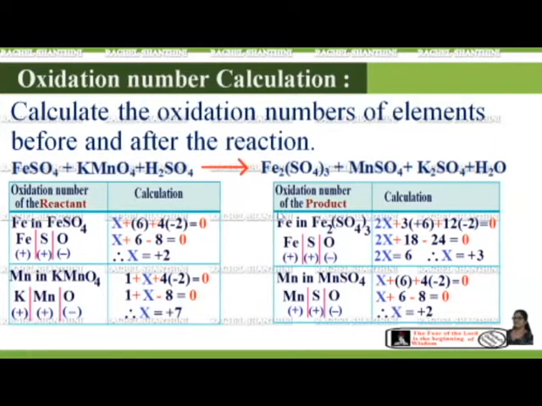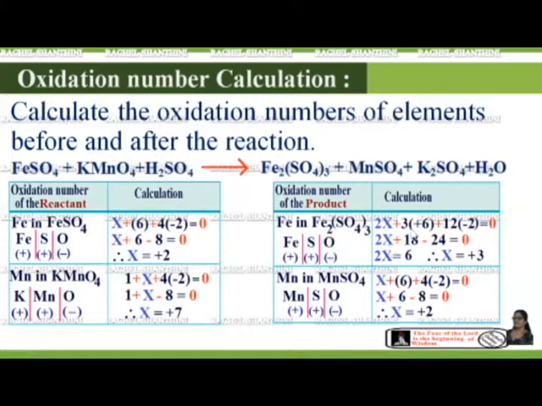Let us assume the oxidation number of Fe as X. We have 2 Fe, so 2X, plus 3 sulfur, because this 3 is common to sulfur and oxygen. So 3 into plus 6, which is the oxidation number of sulfur, plus this 4 into 3, 12. So we have 12 oxygen. So 12 into the oxidation number of oxygen, minus 2, is equal to 0.